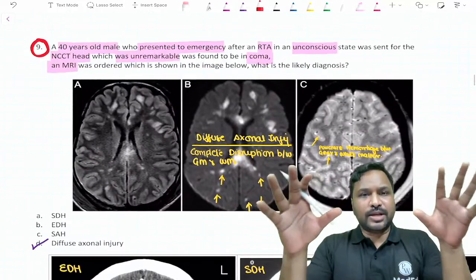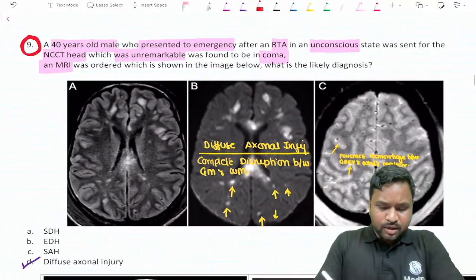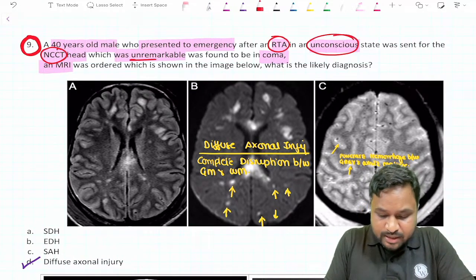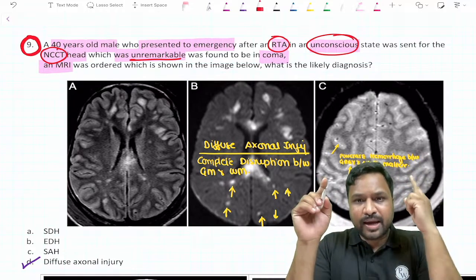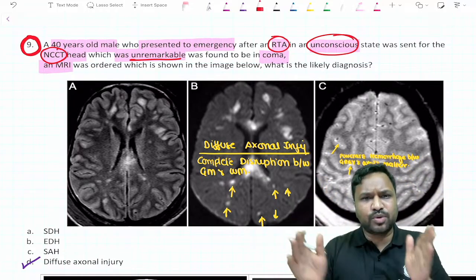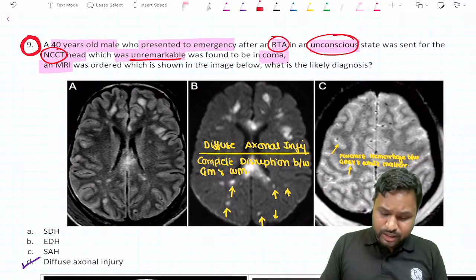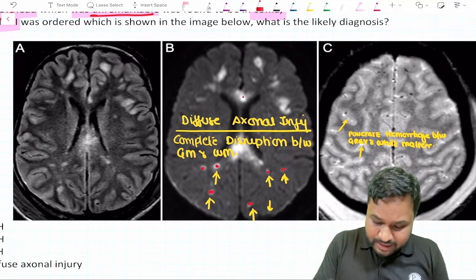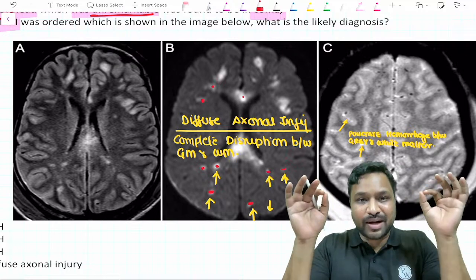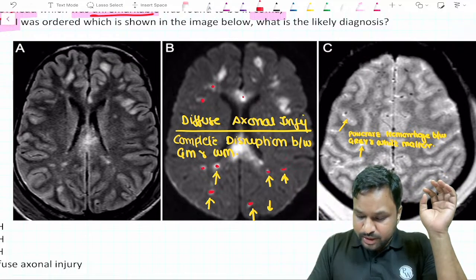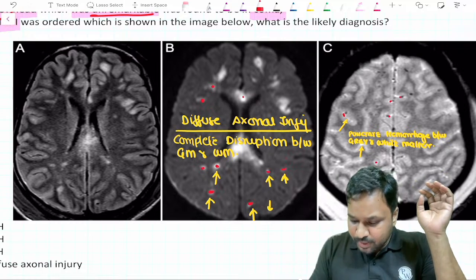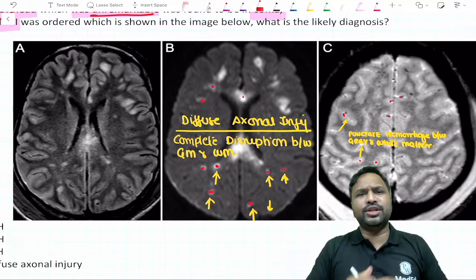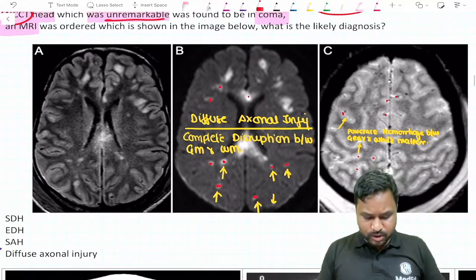Now, let's move on to trauma. Very, very important questions. Forget about age, everything. The patient has had a road traffic accident. He is in an unconscious state. NCCT is unremarkable. Trauma, coma, NCCT normal. Single best answer is diffuse axonal injury. How do you know it's a diffuse axonal injury? You will see presence of punctate hemorrhages between the gray matter and the white matter. You can see here, these are the punctate hemorrhages present between the gray and the white matter. That indicates the patient has diffuse axonal injury, again associated with very, very poor prognosis, right?